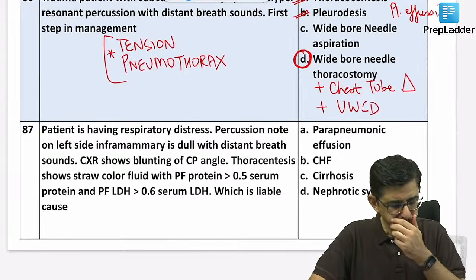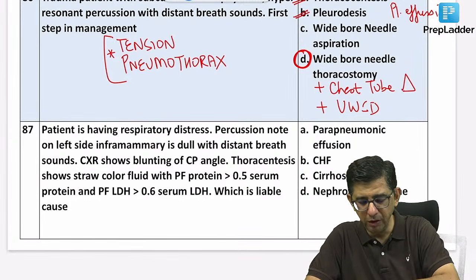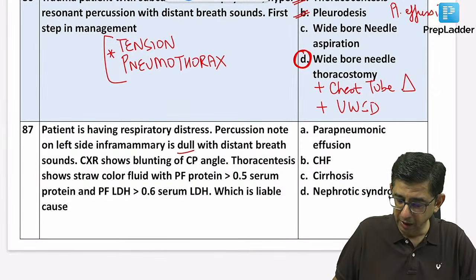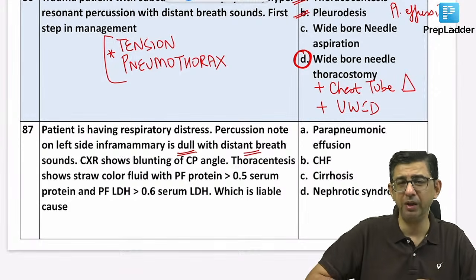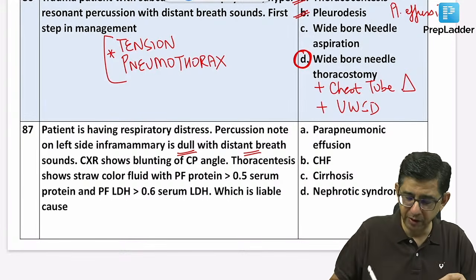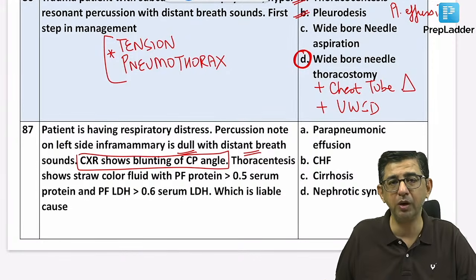Cool. Let's look at 87. The patient is having respiratory distress. The percussion note on the left side inframammary is dull with distant breath sounds. Because it says dull and there are distant breath sounds, I'm thinking in terms of a possibility of a pleural effusion. And he has helped me with the diagnosis, saying the chest x-ray shows blunting of the costophrenic angle. That means it's the pleural effusion only.